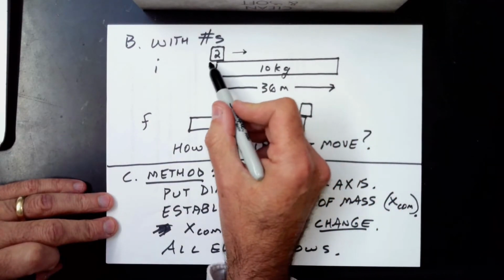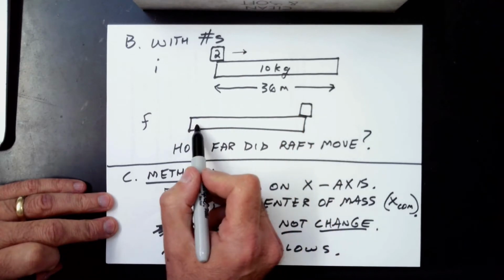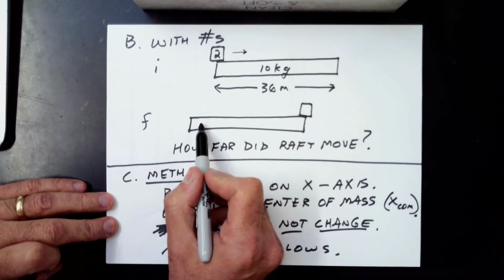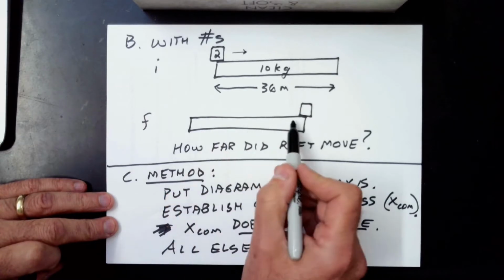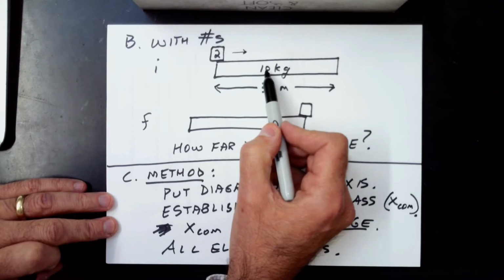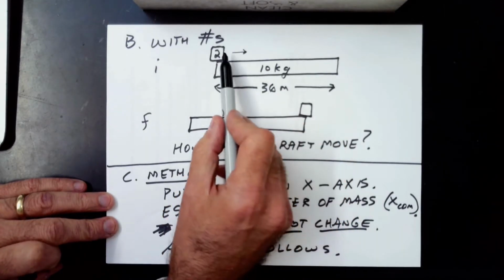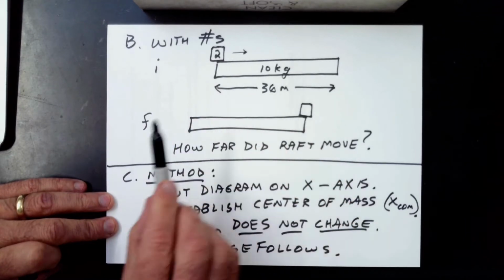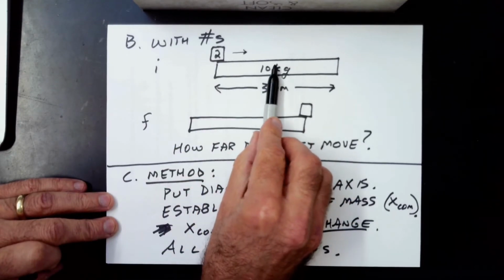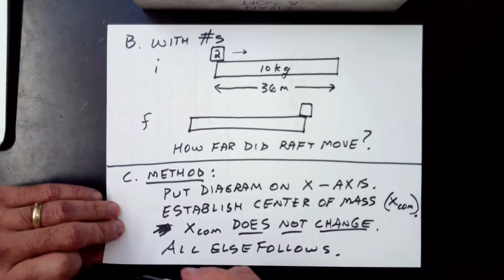Because the car is pushing left on the raft and the raft is pushing right on the car by Newton's third law, the raft also moves because there are no outside forces to keep it in place. So the raft moves this way. And clearly, if the raft is big, it has more inertia, and the car has less inertia, the car will move further from here to here than the raft does, the center of the raft moving from here to here. Okay, and the question will be, how far did the raft move?